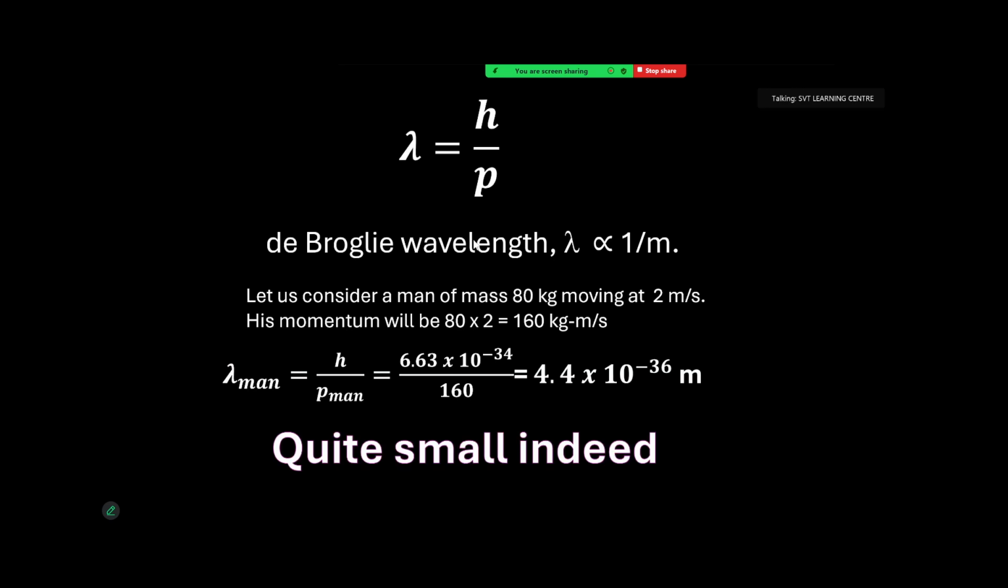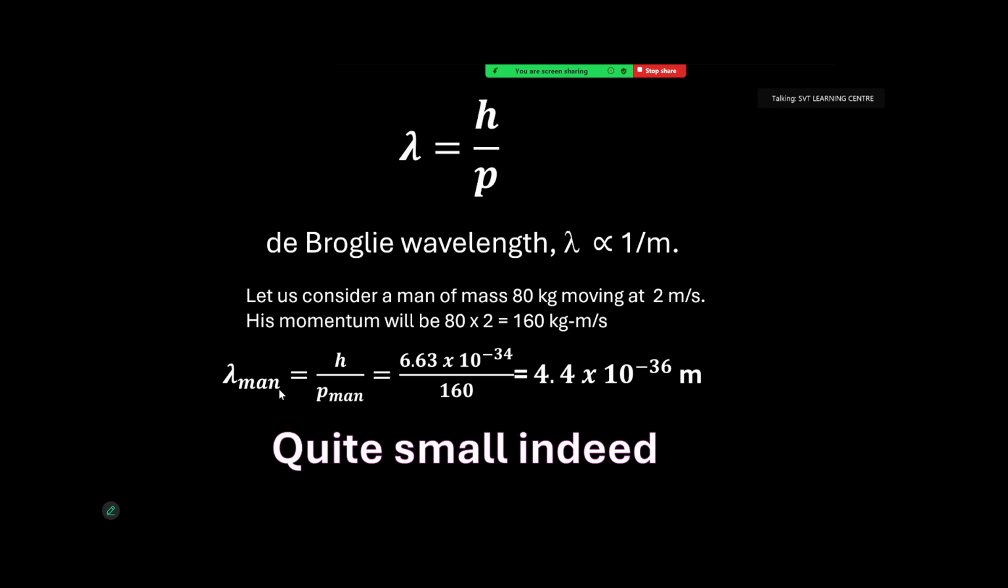Now, let's examine it. Starting with the equation lambda equals h upon m v, we see that lambda is inversely proportional to m. So, let's do a little bit of arithmetic and say that we talk about a man who's about 80 kg and is coolly walking at 2 meters per second. His momentum would be 160 kg meter per second.